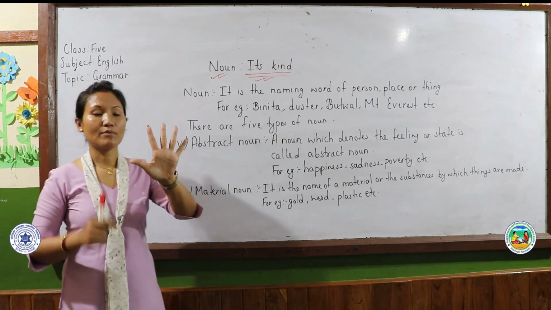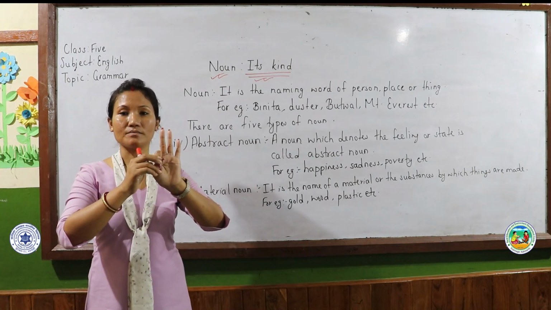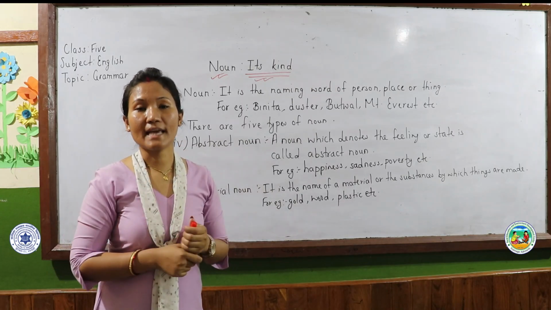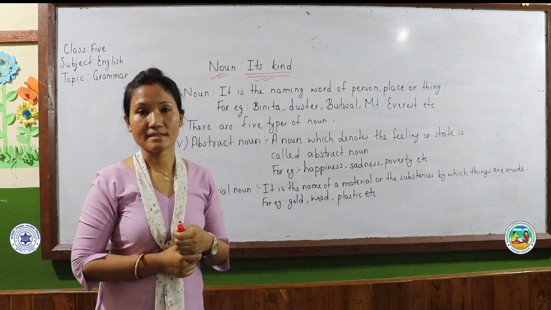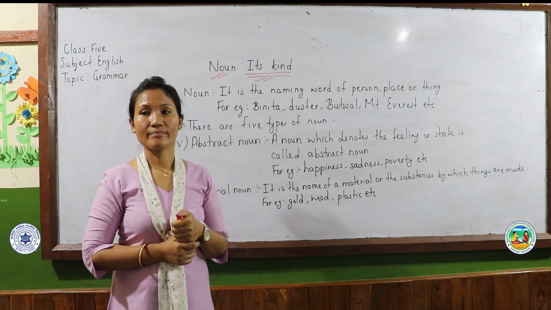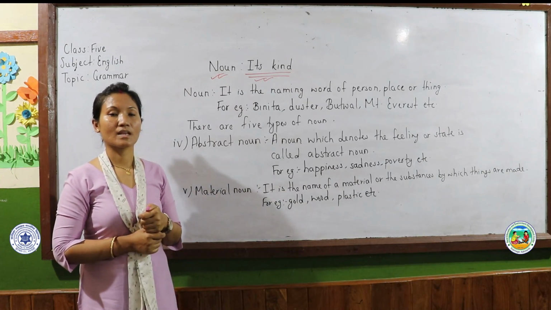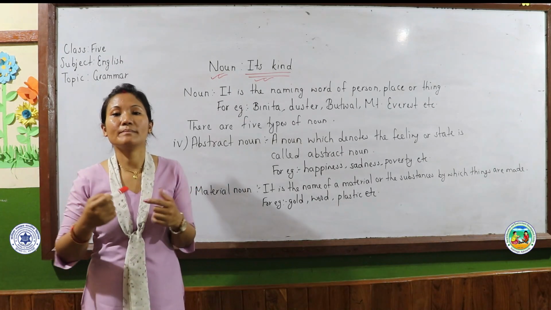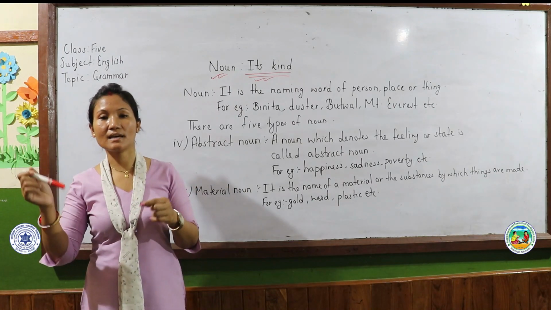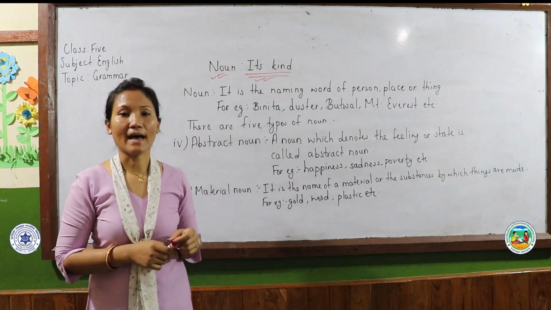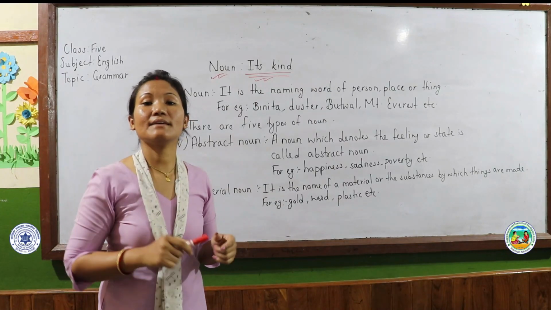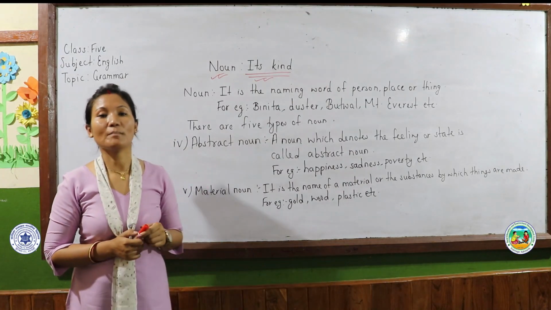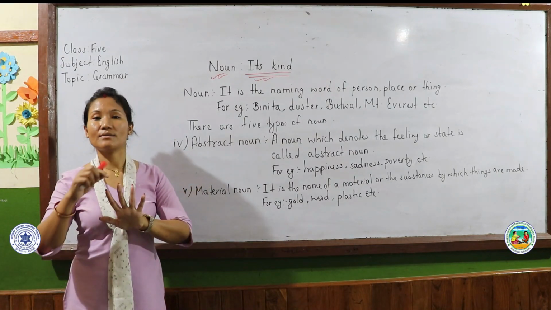Now the second type was what? Common noun. Common noun is the common name given to persons, places or things. For example, Binita, I am a woman. So woman is the common name. Likewise, Bagmati is a river. River is what? River is a common noun.